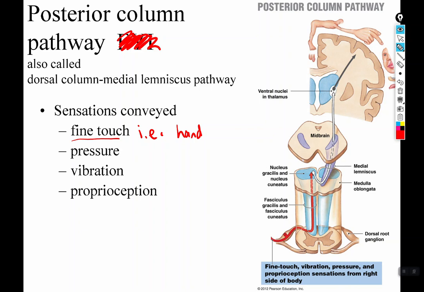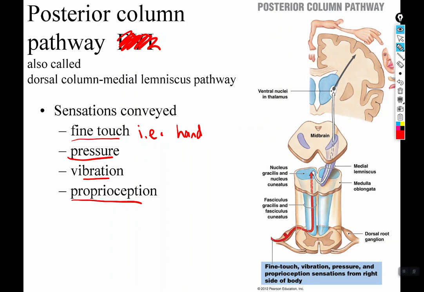And then pressure, vibration, and of course, proprioception to some extent. So there's proprioception duties that are shared by the posterior column pathway, but also the spinocerebellar pathway. So there's a little bit of overlap in responsibilities there.